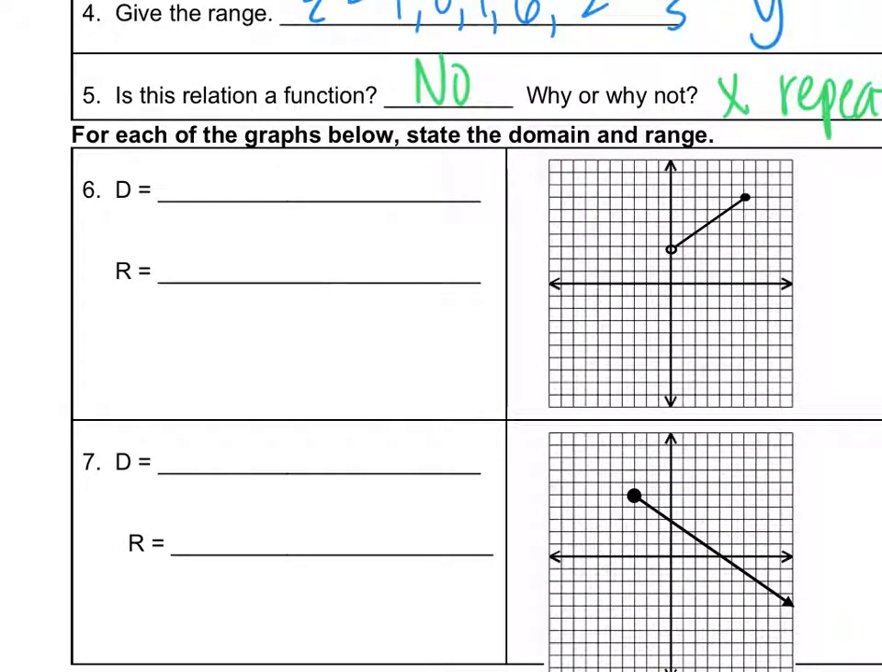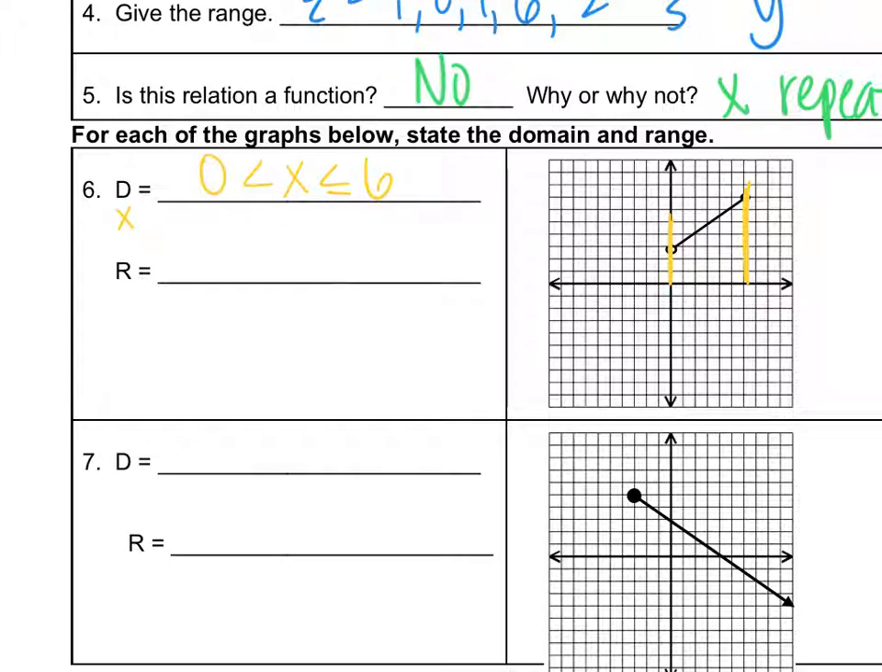Problem 6 asks me to state the domain and range. So domain is my x values. Here my x's go all the way to the left to 0. At 0 there is an open bubble. And then all the way to the right to 6. And then at 6, there's a closed bubble.